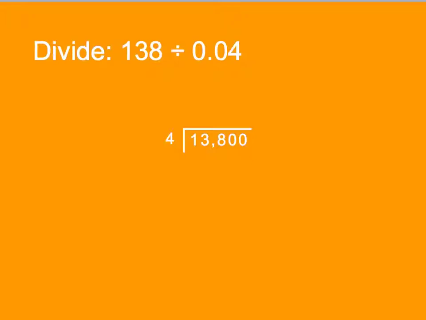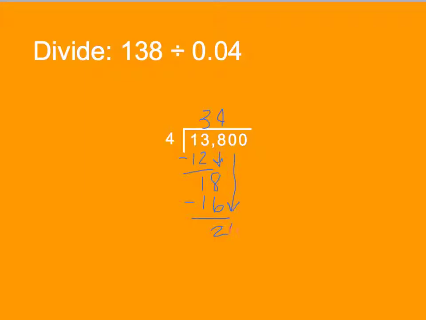So 4 does not go into 1 at all, so I need to move over to the 13. I know that 12 is a multiple of 4, and when I multiply 4 times 3, that's what's going to get me 12. When I subtract these, I get 1. I'm going to bring down my 8, get 18. 4 times 4 is 16, and that's about as close as I can get without going over. When I subtract these, I'm going to get 2.